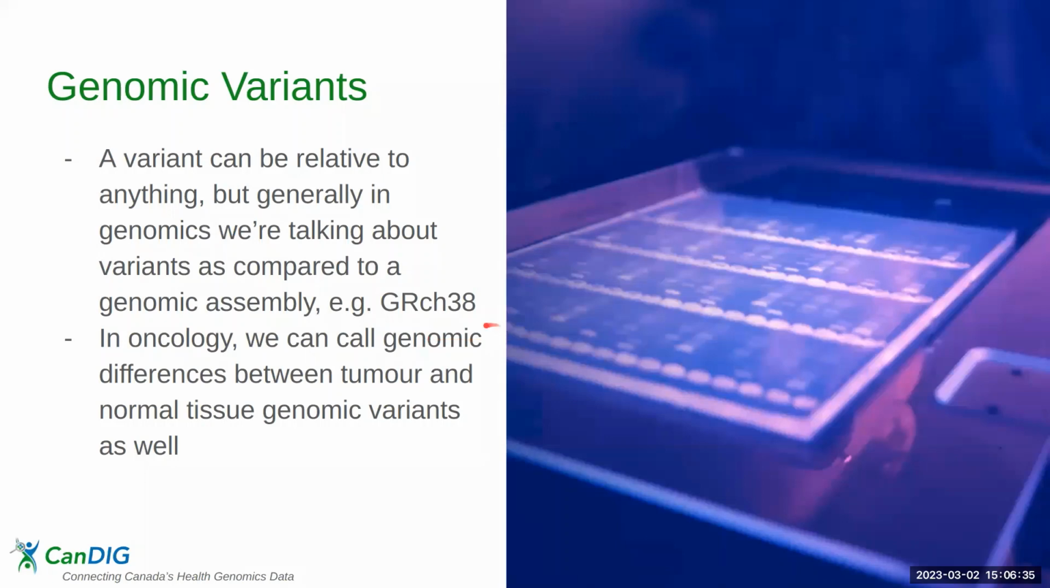In addition, though, in oncology, and I'm sure in other diseases as well, we can also call genomic variants things that are different between some part of their tissue, which we might call normal tissue, versus disease tissue, like tumors. So there's kind of two definitions of a variant in this case.